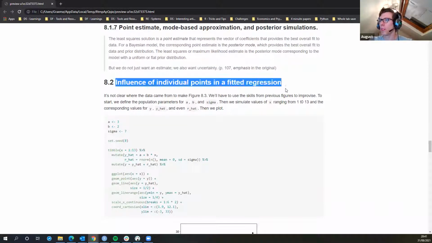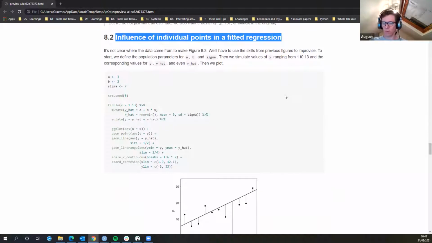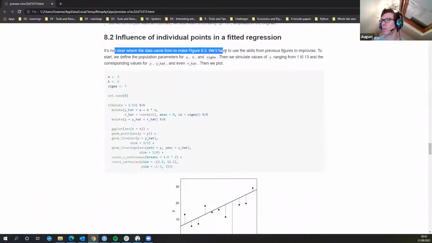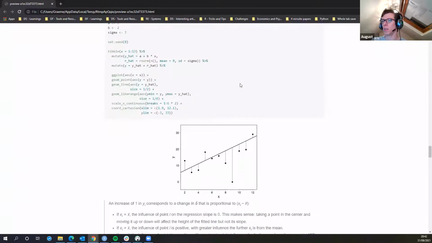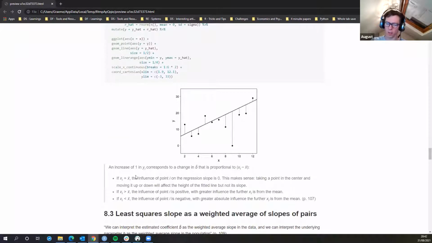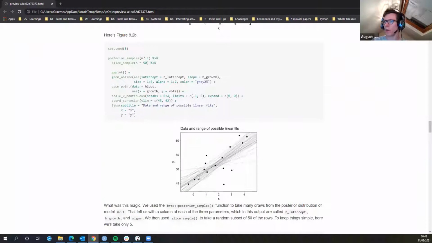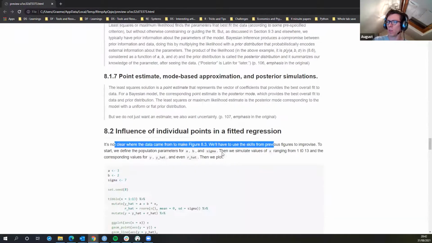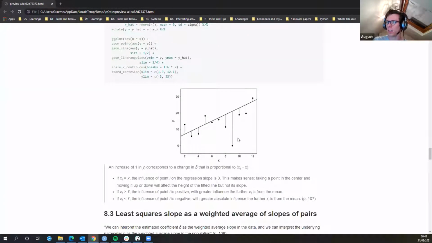Influence of individual points in fitted regression. Right. So this is essentially just showing us residuals. It's not clear where this data came from. We'll have to look into it. They made it up. So essentially, this is showing us just a normal least squares slope. I see. Yeah. So, if we were taking it from the one above, it would just be the distance between those lines. So when we're calculating residuals, we're turning it into a mean of 0, aren't we? And that's essentially what this is doing.